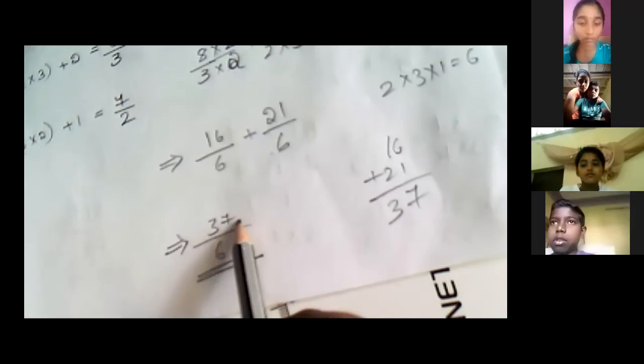So again we got an improper fraction. We can convert this to a mixed fraction. 37 is the numerator, and it is greater than the denominator, 6. So we can convert this to a mixed fraction. Otherwise we can keep the answer as it is. If I ask particularly to convert the answer to a mixed fraction, you have to convert it. Otherwise you can keep it as it is.